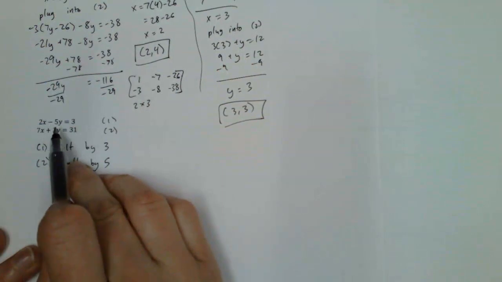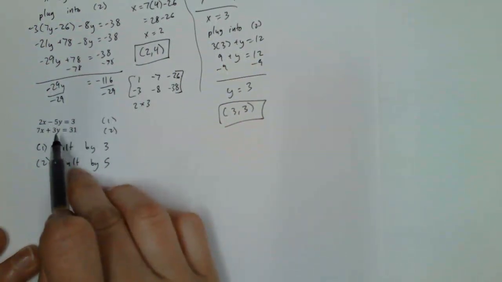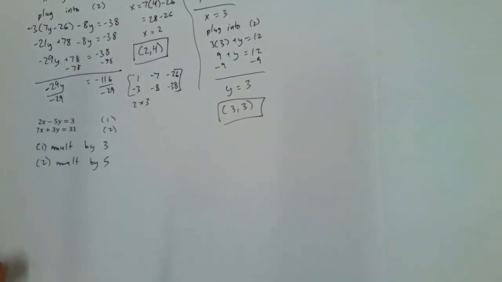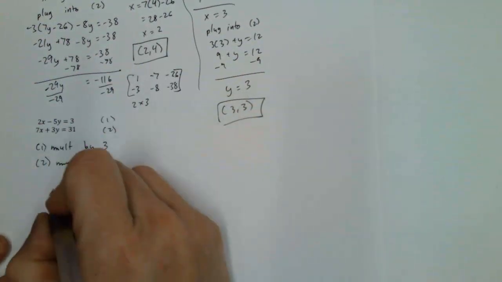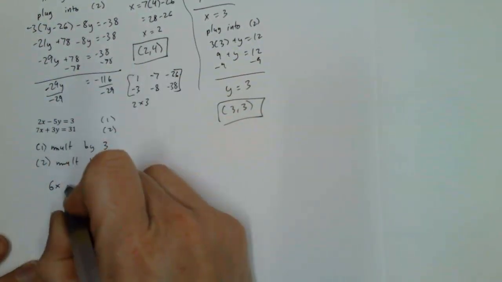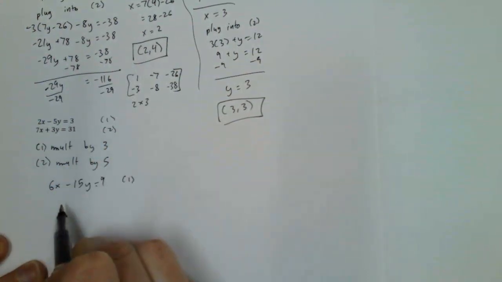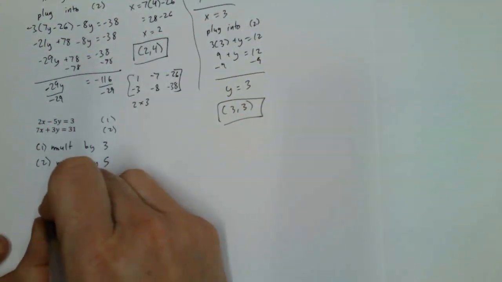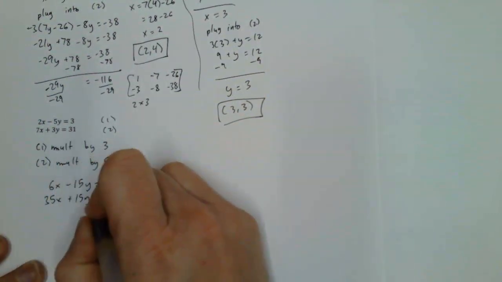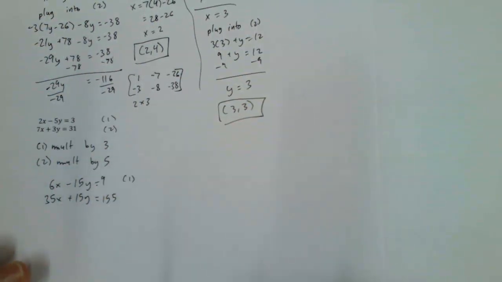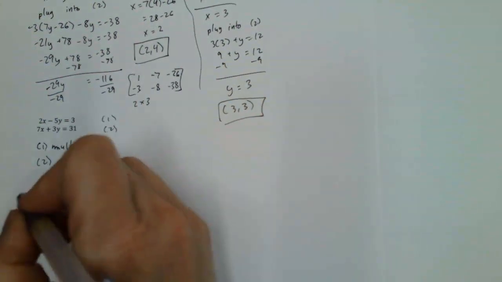You can almost think I'm multiplying it by the other coefficient. Because if I multiply this by 3, I'll get negative 15. And if I multiply the second one by 5, I'll get positive 15, which means it will add to 0. So here I do have to plan it out a little bit. I can't just go into this blindly. So multiplying 1 by 3, I'm going to get 6x, I apologize, 6x minus 15y is 9. And then multiplying the second one by 5, I'm going to get 35x plus 15y equals 155.